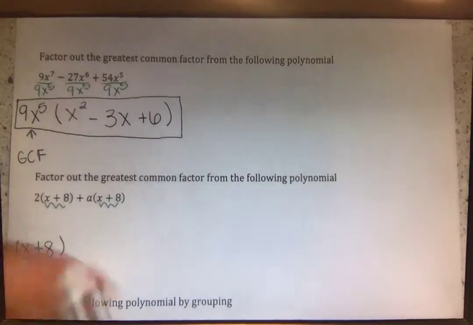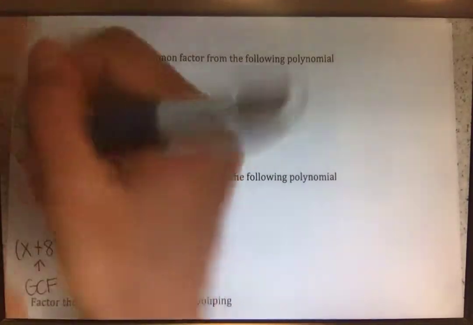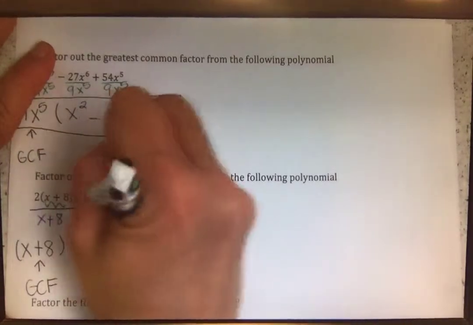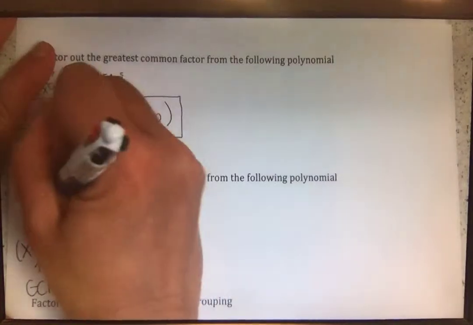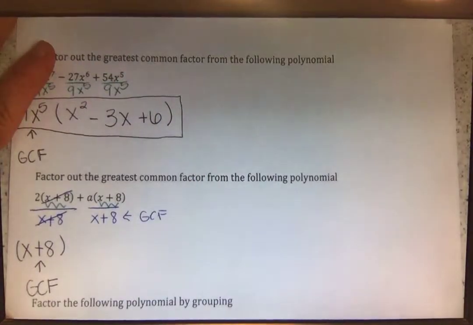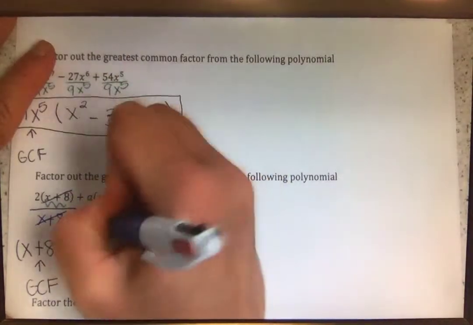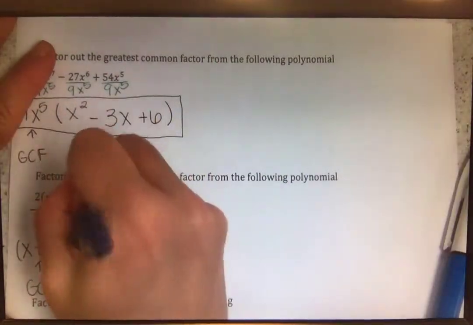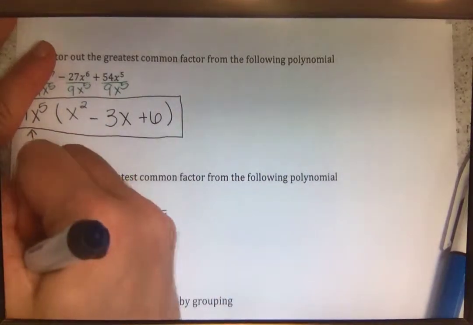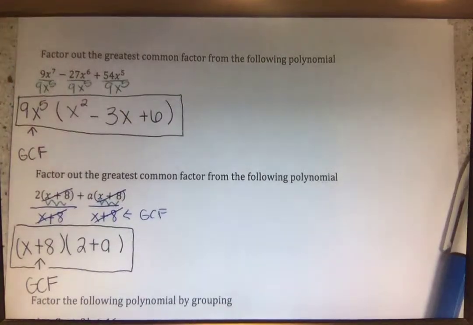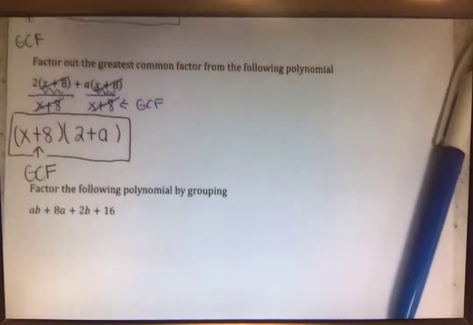And whenever we factor or divide out the x plus 8 from both terms, x plus 8 divided by x plus 8 cancels out, and we're left with 2. Again, x plus 8 over x plus 8 cancels out, we're left over with plus a. So x plus 8 times 2 plus a is going to be our answer. So, GCF.